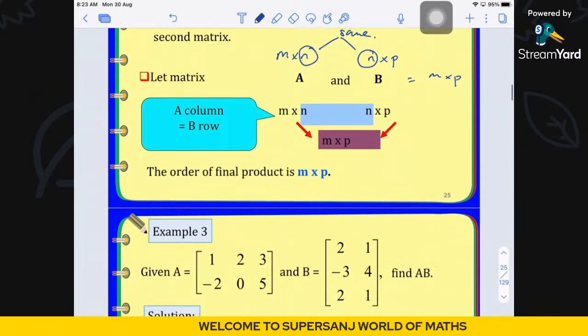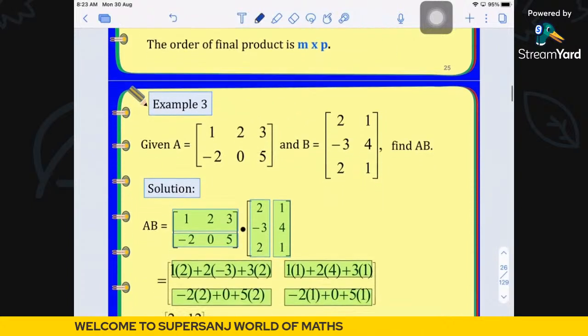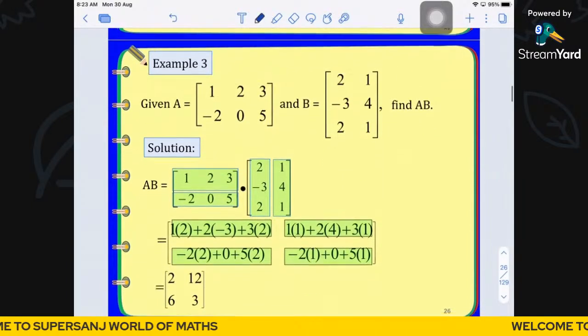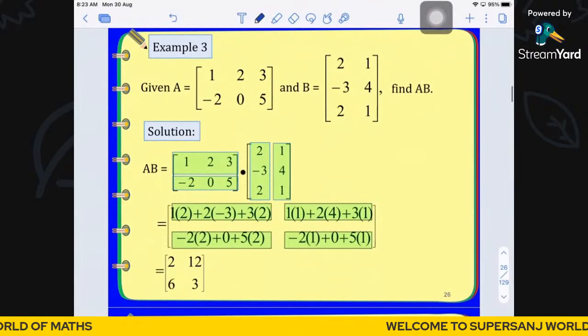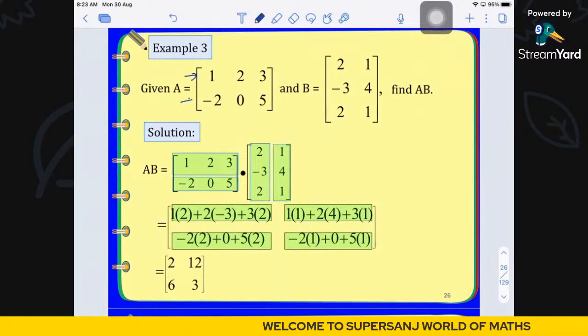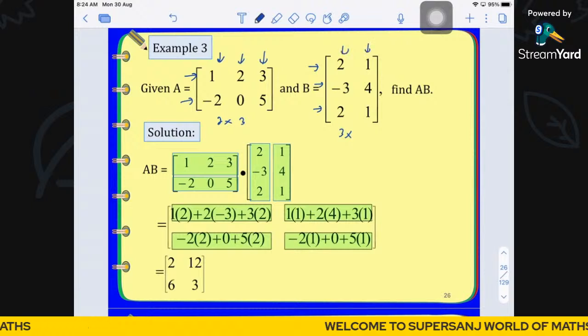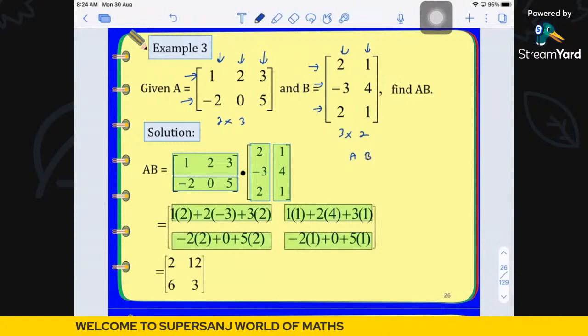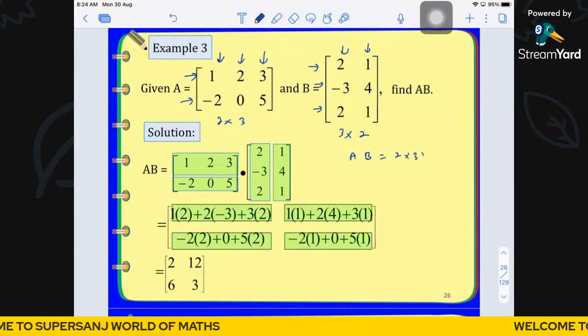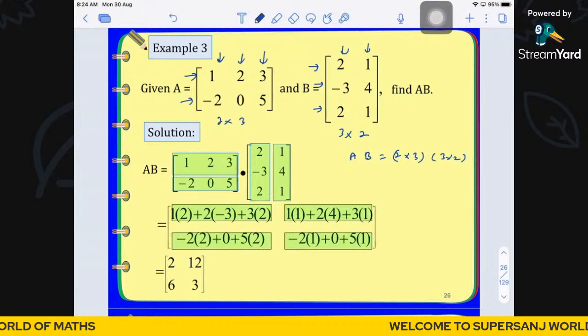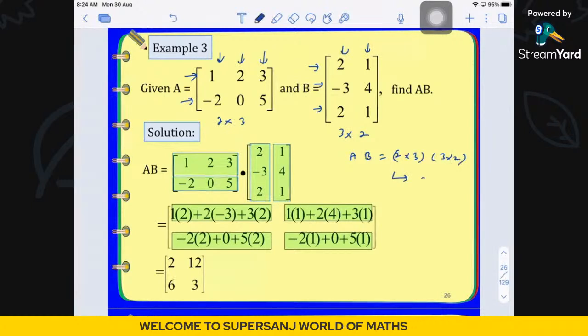Let's see one example over here. You can see that A here has the order of what? 2 rows, 3 columns, so 2 by 3 over there. And B here has an order of 3 by 2. So if I want to multiply A and B, it is possible. A and B is going to be 2 by 3 times 3 by 2, and the inner orders match. So the final product is going to give me 2 by 2.